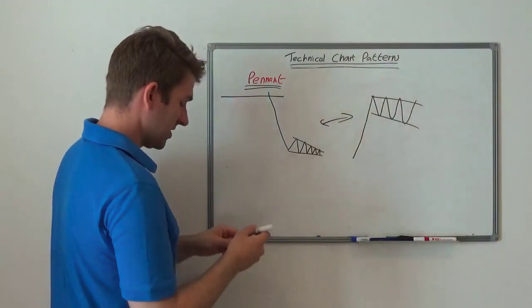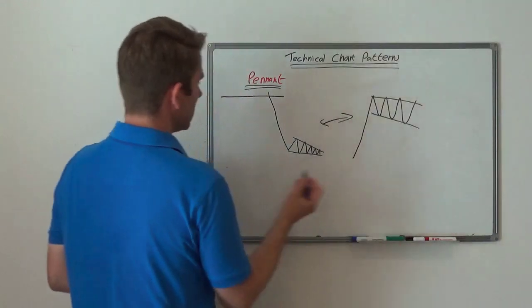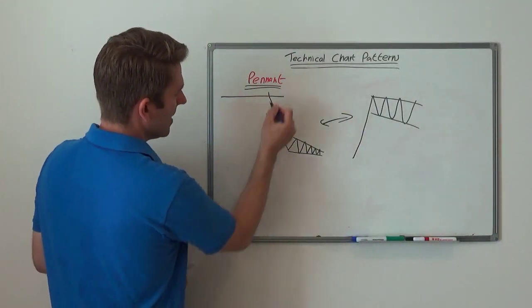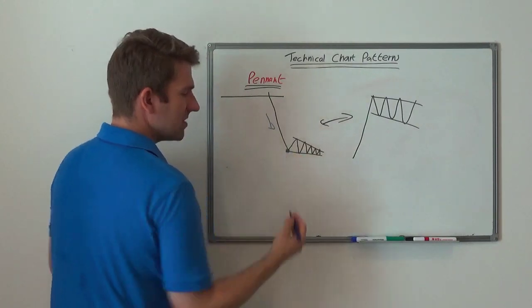So what's the actual strategy? Let's dig into it a little bit more. Blue pen, let's go with that. So we get the drive lower here. That's the momentum. That's the initial pulse. It finds a low, finds some buyers, sellers back off.